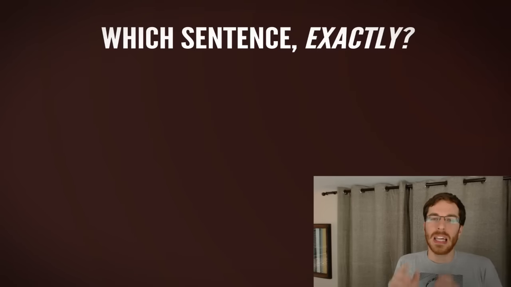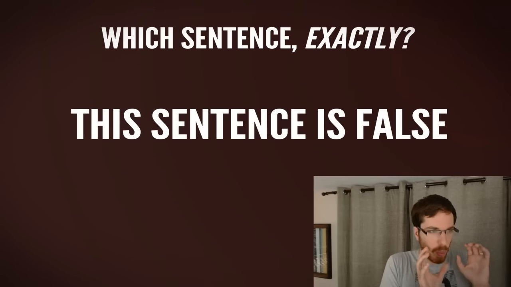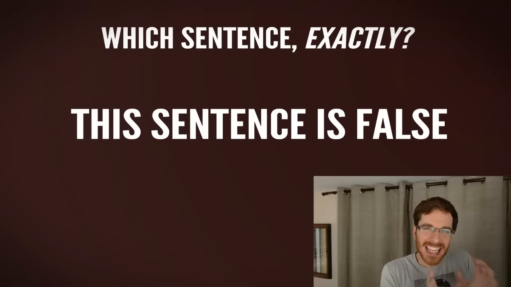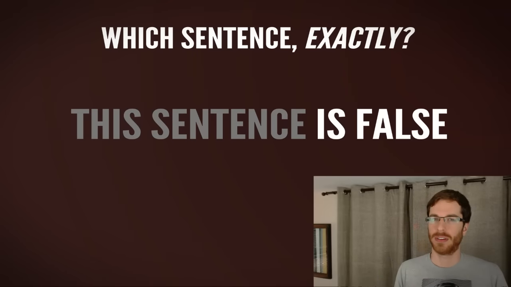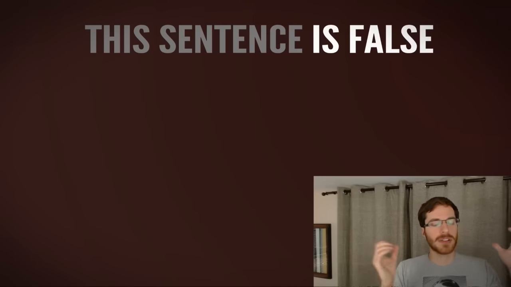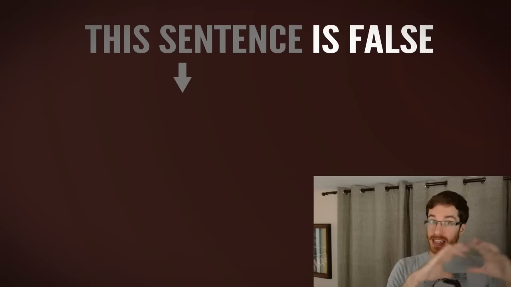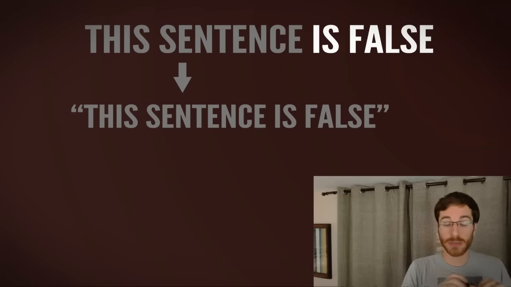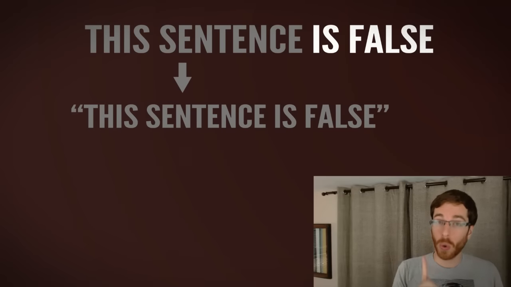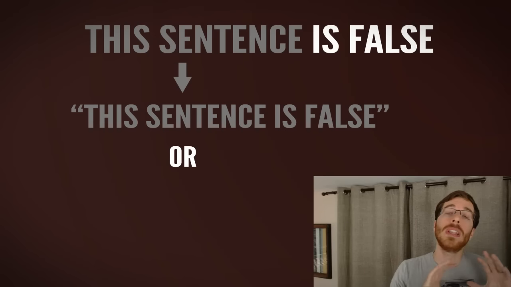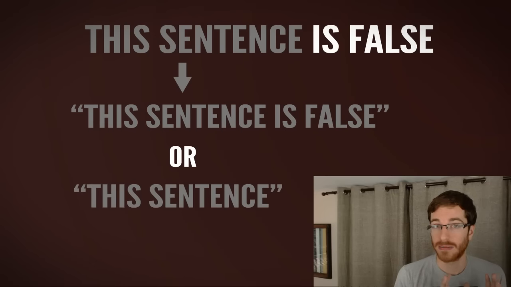Here's what I mean. "This sentence is false." What do the words "this sentence" reference? We have two possibilities. In the sentence, "this sentence is false," "this sentence" could be referencing the entire sentence, "this sentence is false." Or, "this sentence" could only be referencing "this sentence." Those are the only two possibilities for what "this sentence" references.